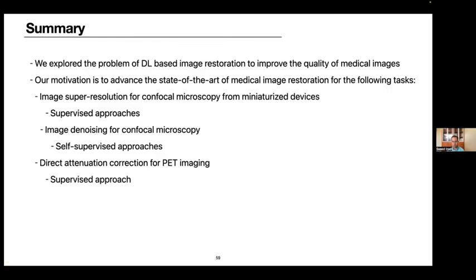So in summary, we explored the problem of deep learning-based image restoration to improve the quality of medical images. Our motivation is to advance the state of the art of medical image restoration for the following tasks: image super resolution for confocal microscopy from miniaturized devices, where we propose supervised approaches; image denoising for confocal microscopy, where we propose self-supervised approaches; and direct attenuation correction for PET imaging.